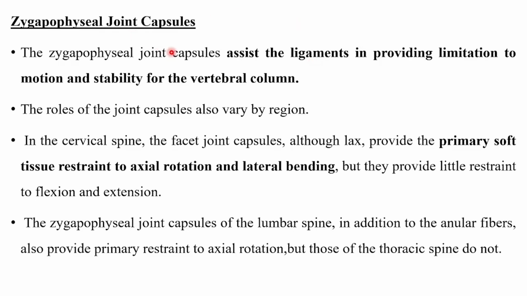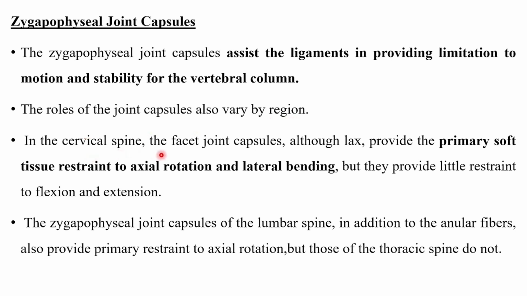Next one is the zygapophyseal joint capsules. The zygapophyseal joint capsules assist the ligaments in providing limitations to motion and stability for the vertebral column. So not only do your ligaments provide stability to the intervertebral column, your facet joint capsules are also responsible for limiting the range of motion as well as providing stability to the vertebral column. The role of the joint capsules also varies by region.